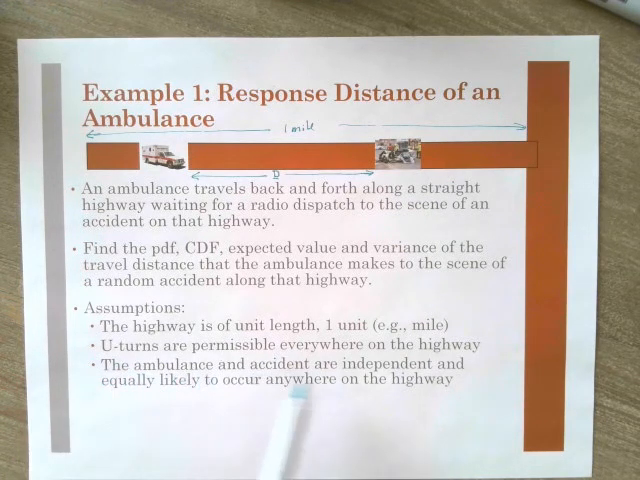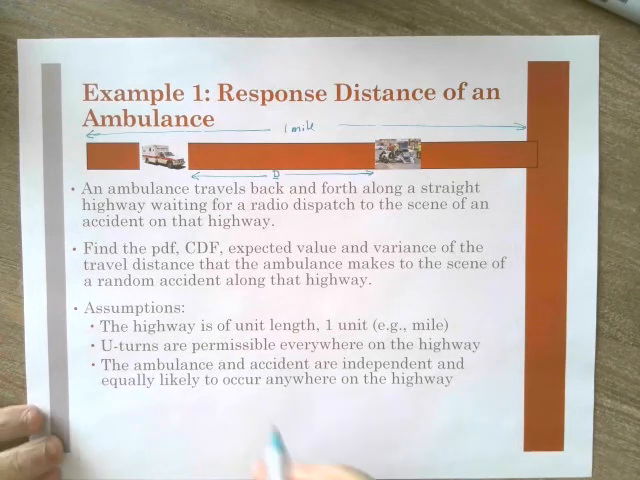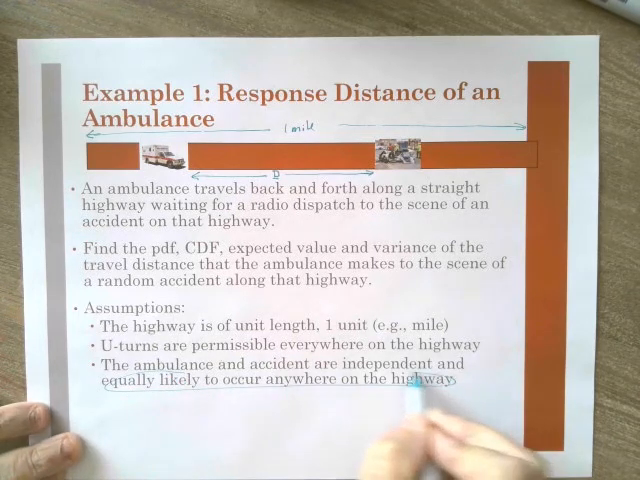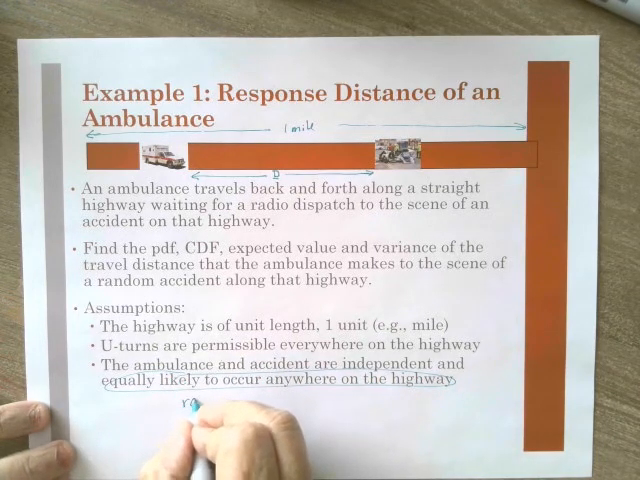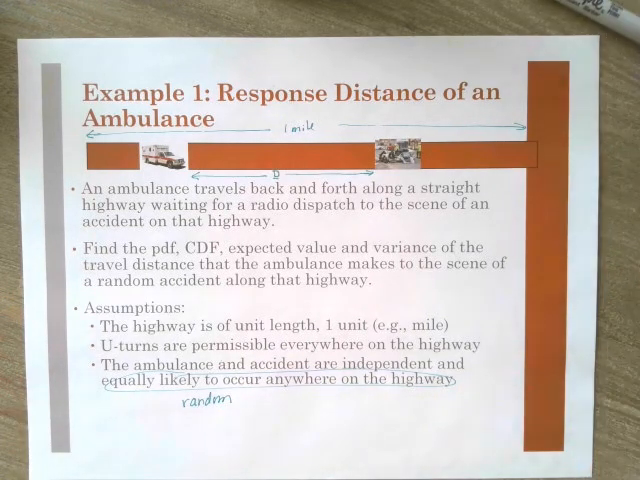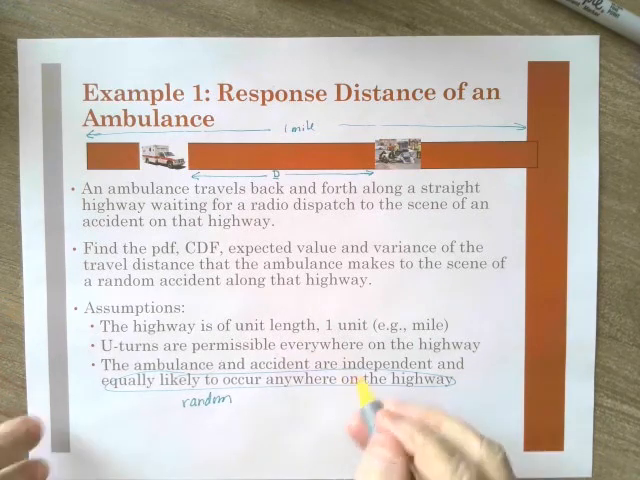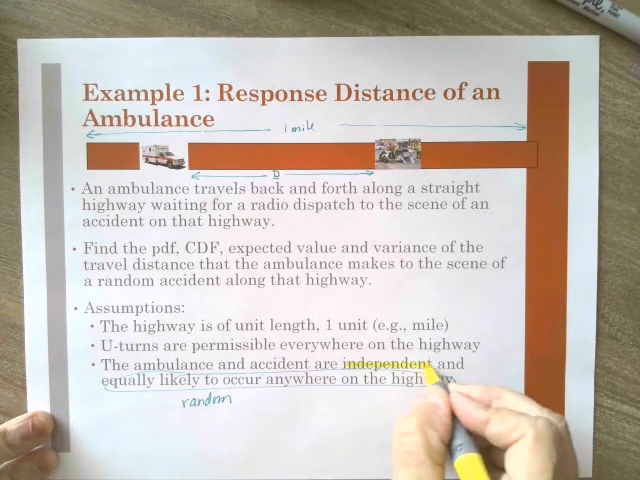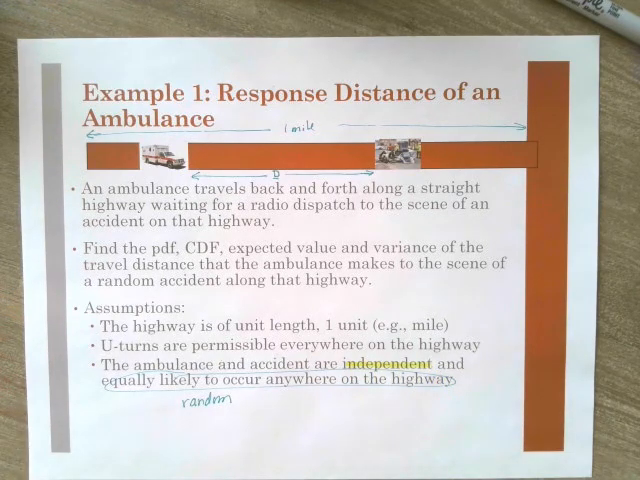We are allowing U-turns on the highway, and as I said, the locations are independent and equally likely to occur anywhere on the highway. And this right here means that they are random. And the key word here is independent, meaning the location of the ambulance is independent of the location of the accident. All right, so those are our assumptions.